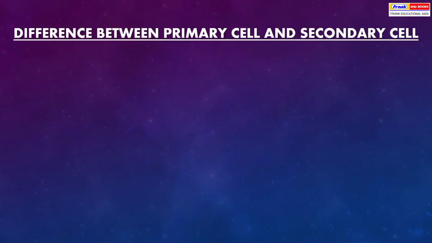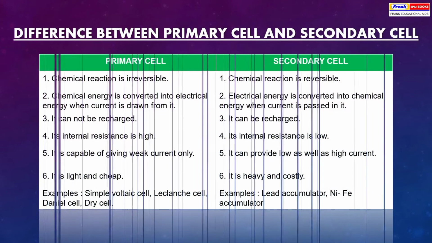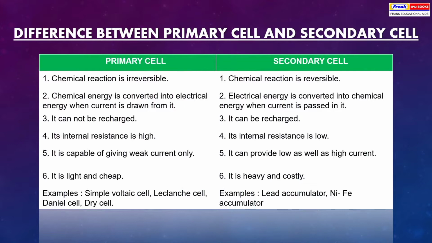Then we have the differences between primary cells and secondary cells. A primary cell is basically a cell where the chemical reaction is irreversible, but in the secondary cell, the chemical reaction is reversible. In the primary cell, chemical energy is converted into electrical energy when current is drawn from it, but in the secondary cell, electrical energy is converted into chemical energy when current is passed into it. A primary cell cannot be charged, but a secondary cell can be charged.